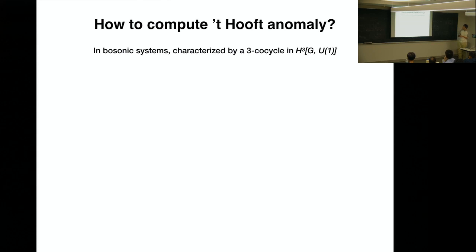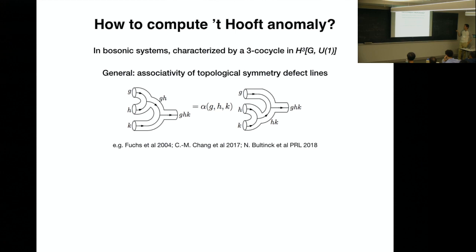So we know that in the bosonic system, and the dimension that we are in right now is 1+1, anomaly is classified by a third cohomology group, which is also the classification of symmetry protected phases in 2+1, and is characterized by a cocycle, a 3-cocycle in H^3 with a U(1) coefficient. Okay, so how do I compute a 't Hooft anomaly in a 1+1 theory?